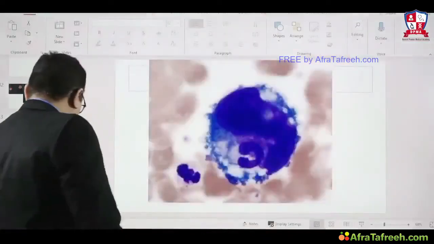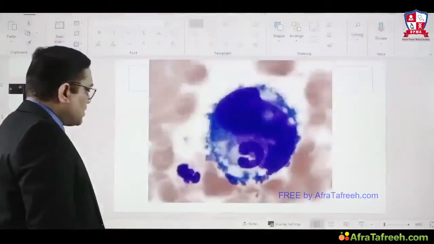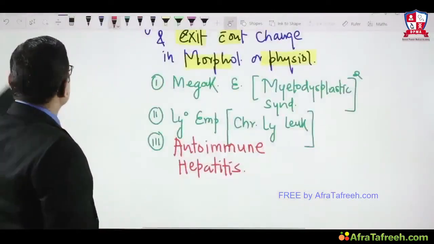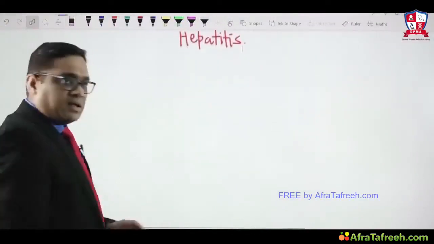So this is about emperipolysis. Another important topic from the All India exam point of view, which examiners ask, is NET, right?